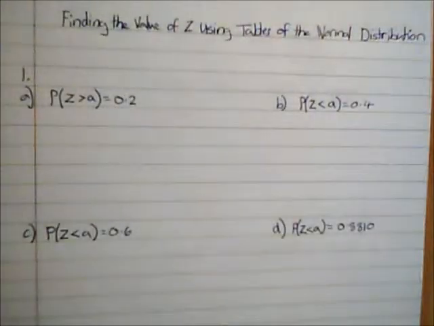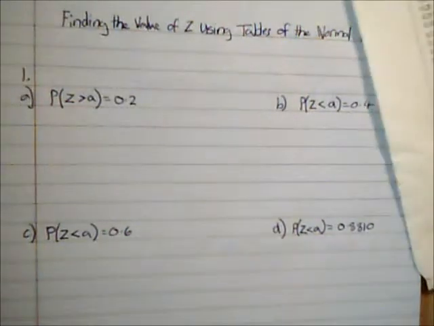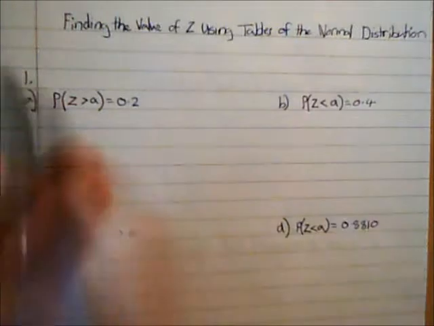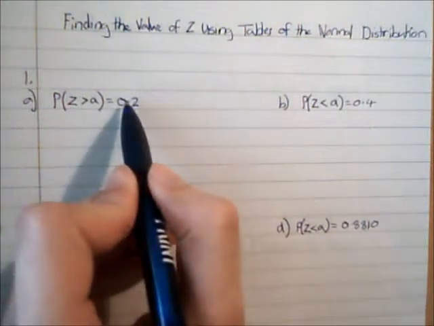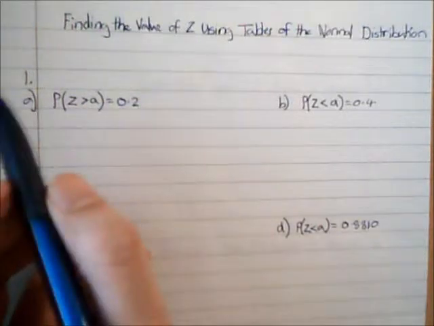In this video we're going to look at finding the value of z using tables of the normal distribution. These are going to be problems where we are given a probability and we wish to work backwards to see how that links to the standard deviation. So for this first question, I'm told that the probability that z is greater than a is equal to 0.2, and it's a that I'm trying to find.